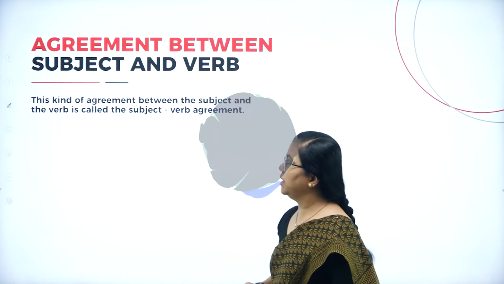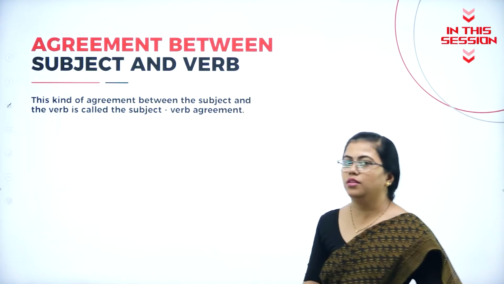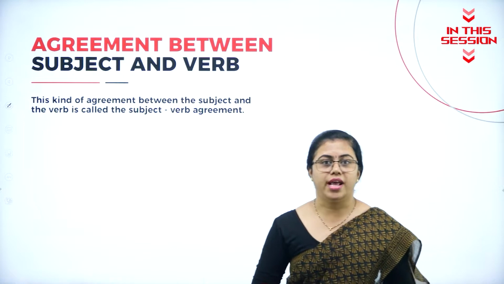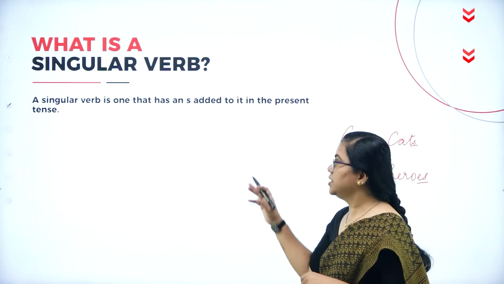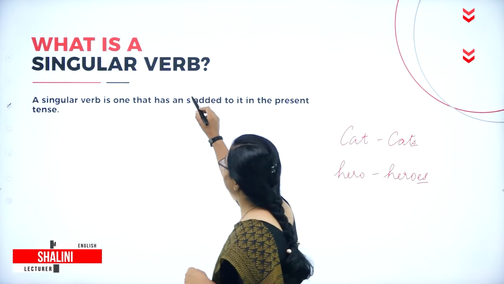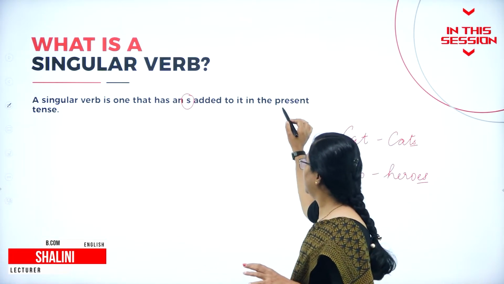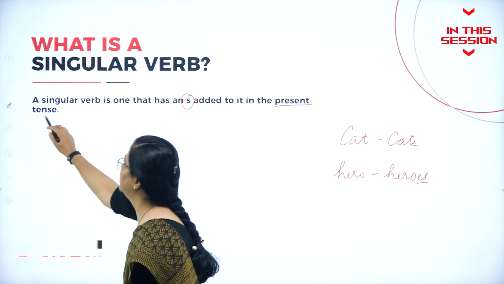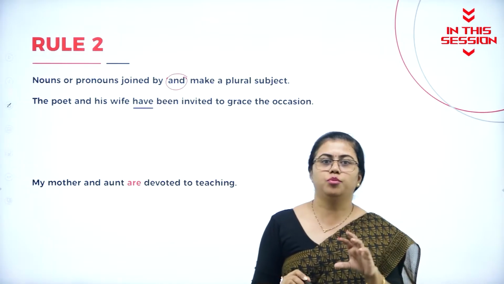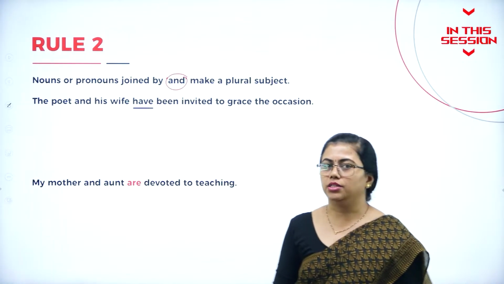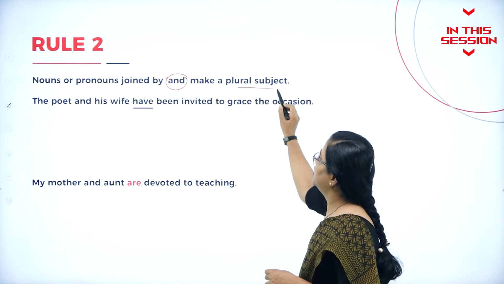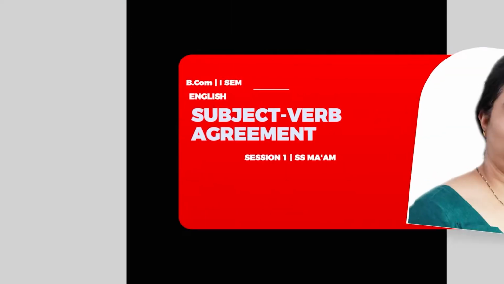The kind of agreement between the subject and the verb in a sentence is called subject and verb agreement. A singular verb is that which has an S added, but it has to be added only in the present tense. Any nouns or pronouns you join by adding conjunctions in between become a plural subject.